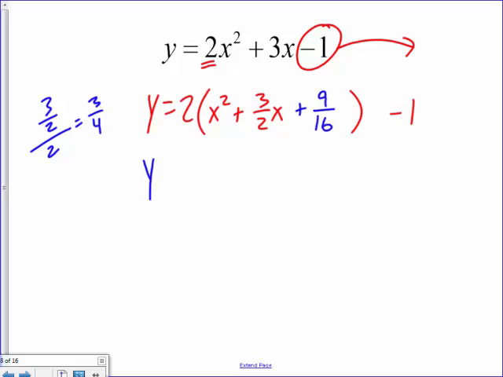And how do I write that? Well, what do I do out here? Remember, I don't just subtract 9/16. I've got to subtract 2 times 9/16. All right, so now I can write my factored form. So 2 times, this would be what?